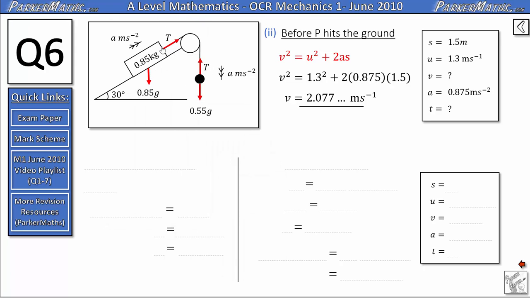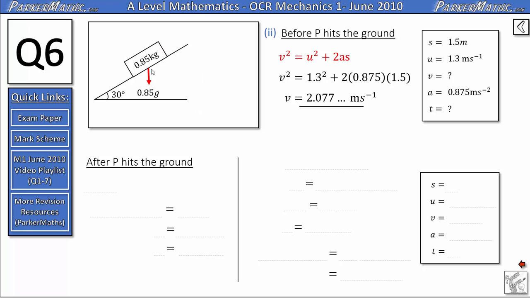Next, we're going to consider the situation after P has hit the ground. So if we look at this diagram here, the reason that there is a tension in the string is because particle P is moving towards the ground and is pulling on the string. After this particle has hit the ground, there will no longer be any tension in the string, it will go slack. And that means the tension forces will disappear, and the situation we're left with is the block with just a weight force acting downwards on it.